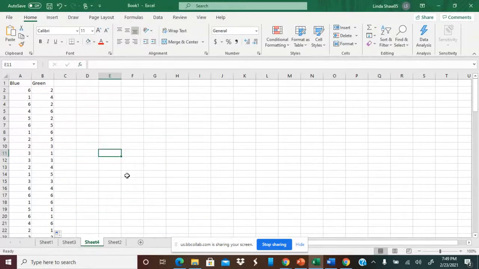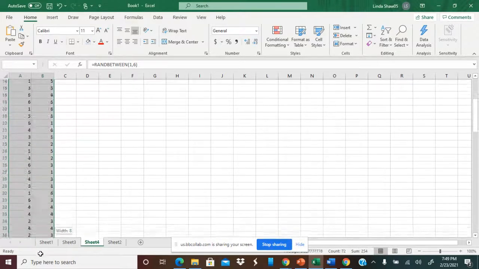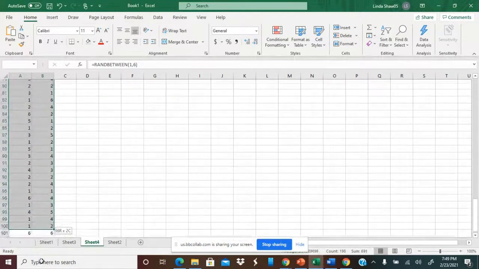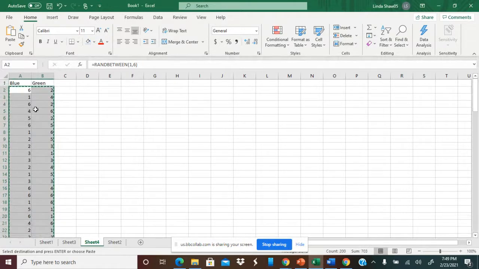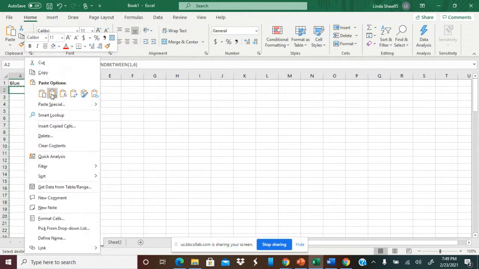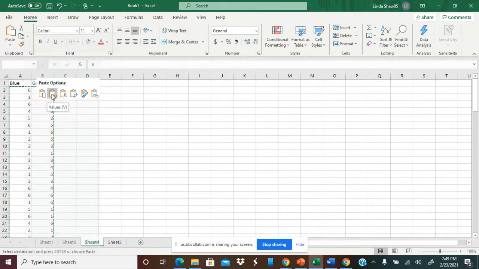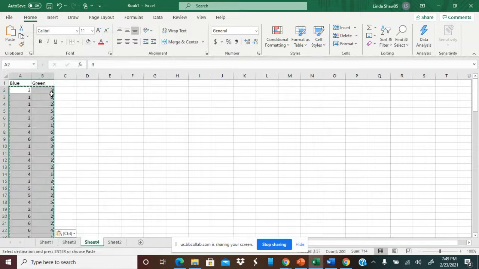Now what Linda's going to do is, we don't want those to be volatile, so she's going to copy those, and she's going to paste special. The paste special says paste as numbers. Okay, so now she's done that, I think.